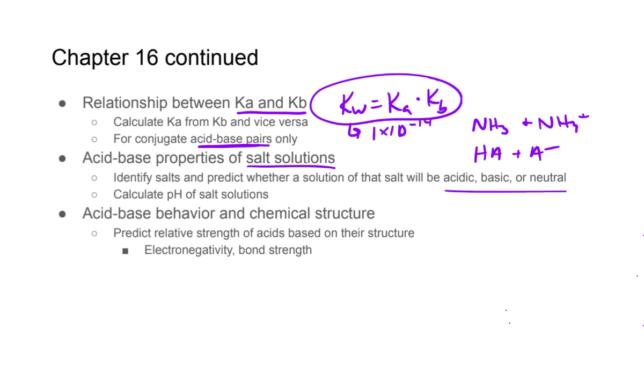So recognize a salt, take it apart, look at its ions, and predict how those ions are going to react with water, if they're going to make a solution acidic, basic, or don't react at all, and you are left with a neutral solution. That's sort of the more conceptual part, no math involved with that, but then we do want you to actually be able to calculate the pH of those salt solutions, and that's where Ka and Kb and ICE tables come in.